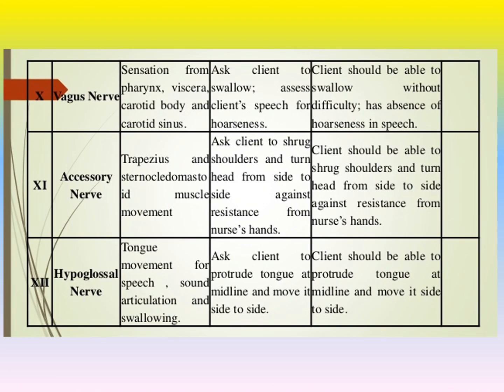And the tenth is the vagus nerve, tested for swallowing and speaking. The eleventh is the accessory nerve, testing the movement of the shoulder muscles: elevate the shoulders without resistance, turn the head to both sides, and resist attempts to pull the chin back towards the midline. And the twelfth is the hypoglossal nerve. Here we will check the movement and strength of the tongue: ask the client to open the mouth and move the tongue in different directions.